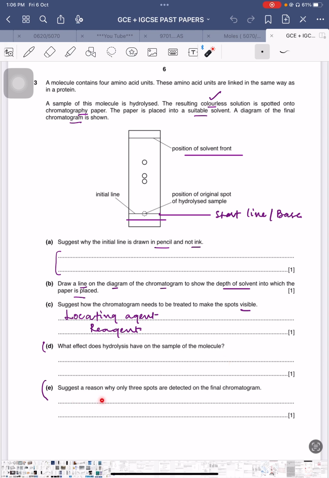Suggest a reason why only 3 spots are detected on the final chromatogram. We can see that there are 4 amino acids, as mentioned earlier. So why are there only 3 spots? The answer is that 2 of the amino acids have traveled the same distance. So 2 of the amino acids are overlapping each other. Basically there are 4, but 2 have traveled the same distance. That's why they are overlapping each other.